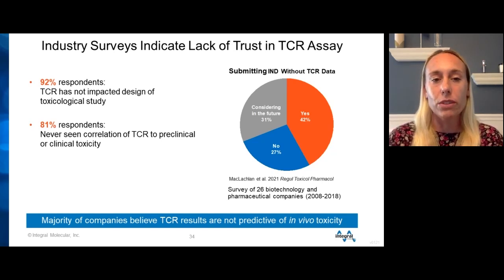They were also asked about whether they had submitted an IND without TCR data, and here 42% said yes, and 31% said that they were considering doing so in the future. And we think, based on our customer experience and the fact that this survey was now completed 6 years ago, that this number now likely is very much higher, and that developers are more and more comfortable with submitting an IND that does not include TCR data. The general conclusion or take-home message from this survey was that the majority of companies believe that the TCR results really are not predictive of in vivo toxicity.